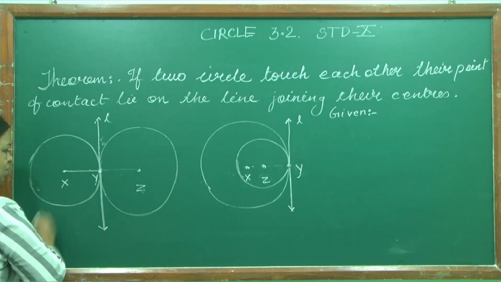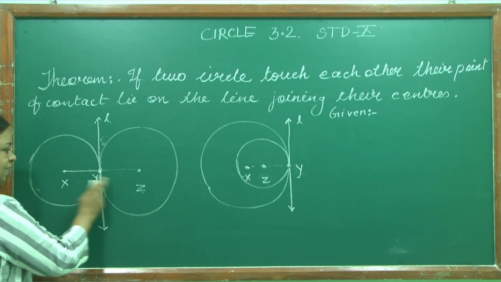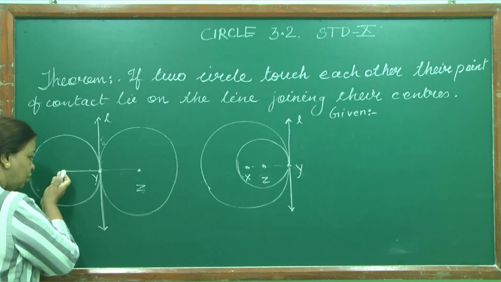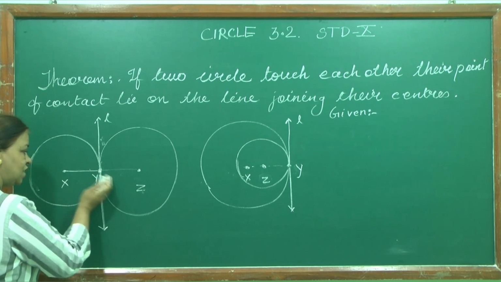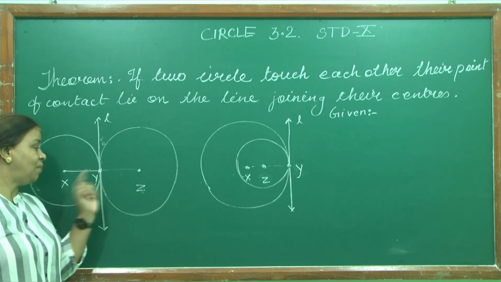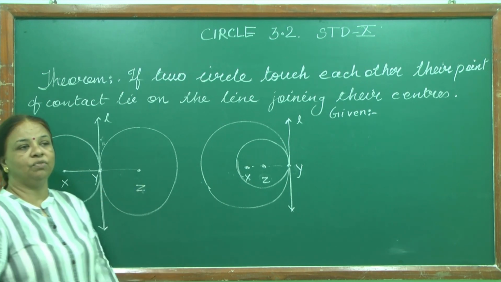So this is the point Y where both the circles are touching, and this is the center X and this is the center Z. If I join these two centers, the point where both the circles are touching each other will lie on that line. This is what we want to prove.